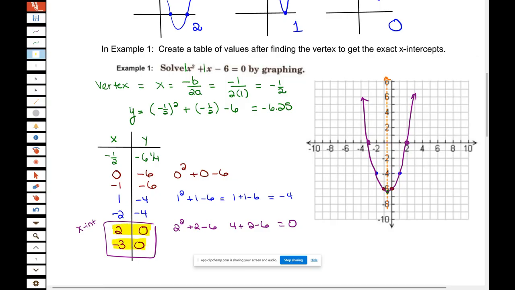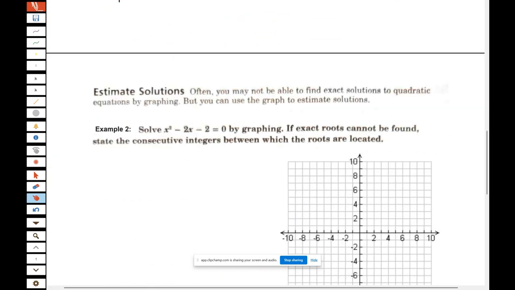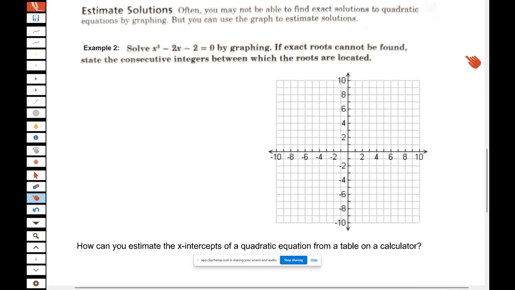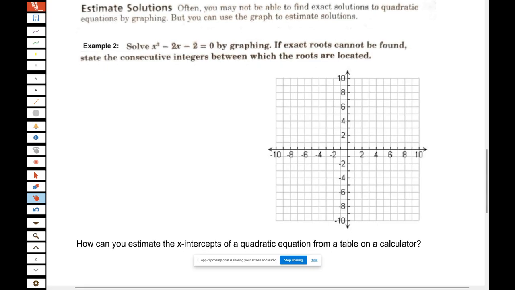Now that works great when the x-intercepts are nice integers. Let's talk about what happens when they are not. Often you may not be able to find the exact solutions to quadratic equations by graphing, but you can use the graph to estimate solutions. So we are going to solve this equation by graphing. And if the exact roots cannot be found, we're going to say what integers it lies between. Okay, great. So I'm going to start again with the vertex.